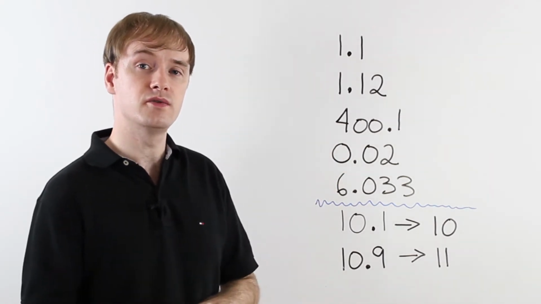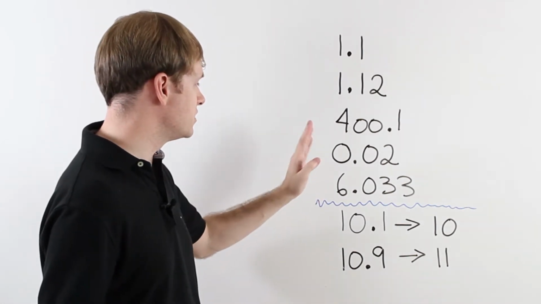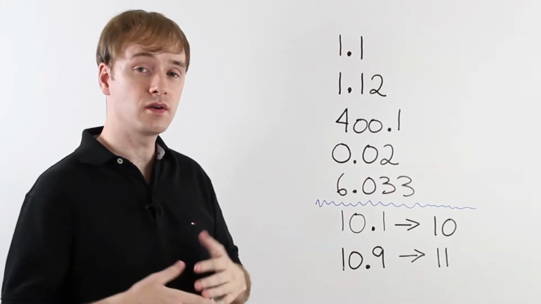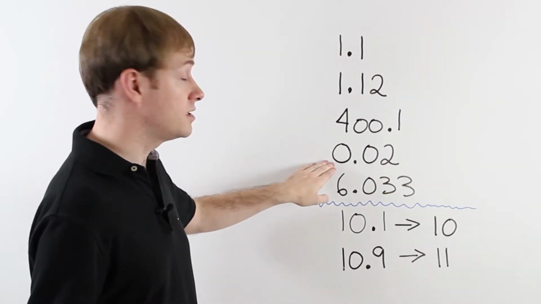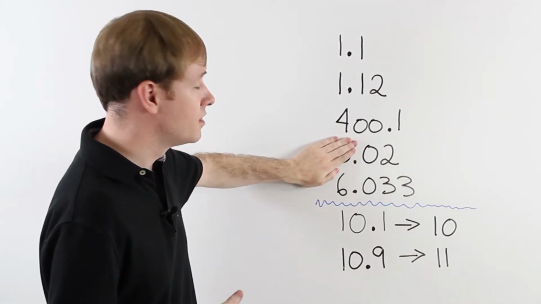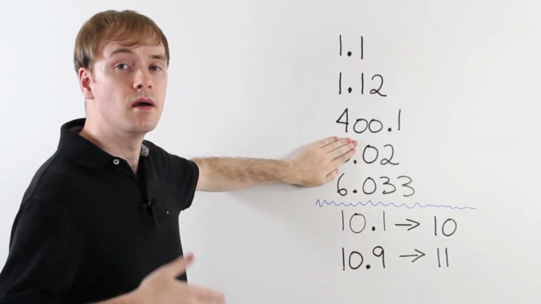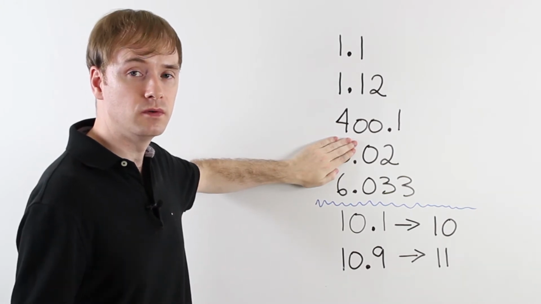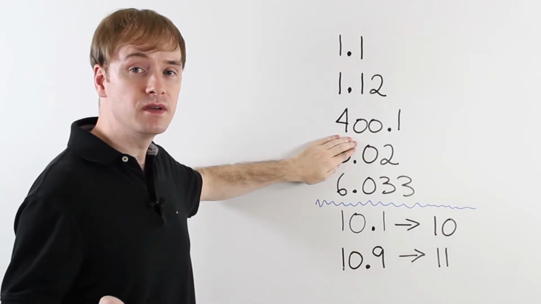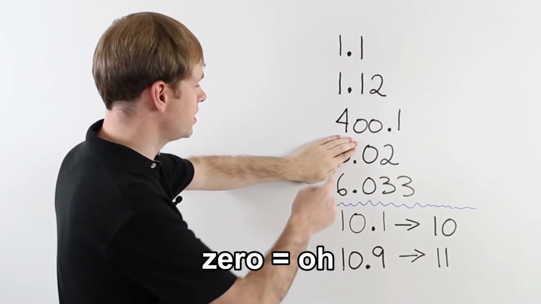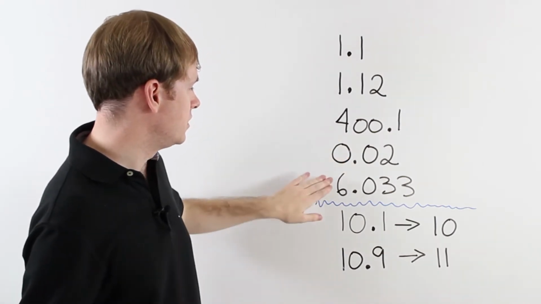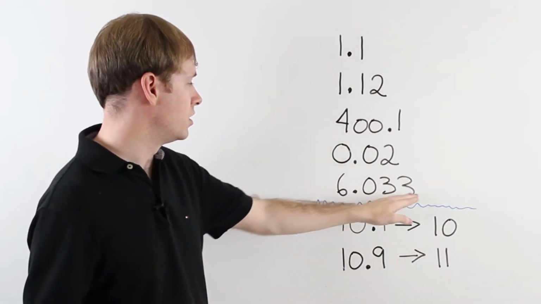The next number starts with a 0. Again, there's two ways to express this. You could say 0.02, or another common way, because it starts with a 0, we just start with the point. So some people say 0.02, okay? Now remember, 0 can also be called O, so you could say 0.02.